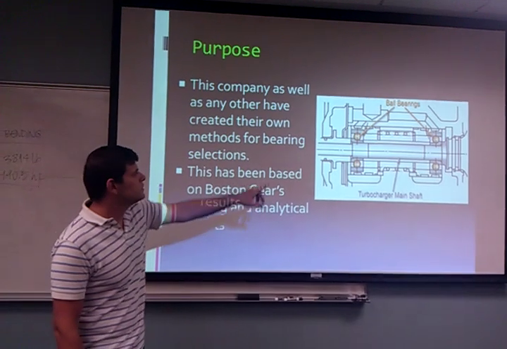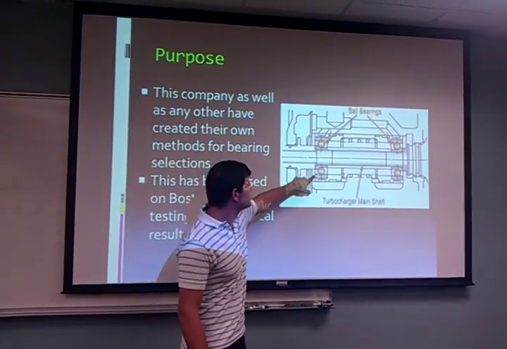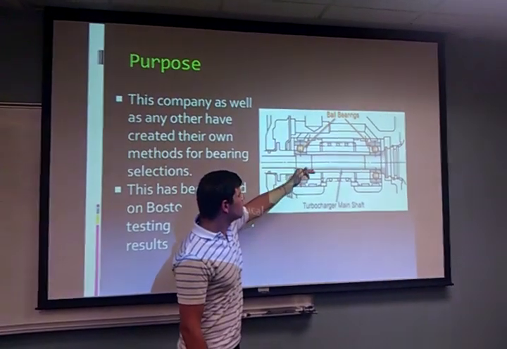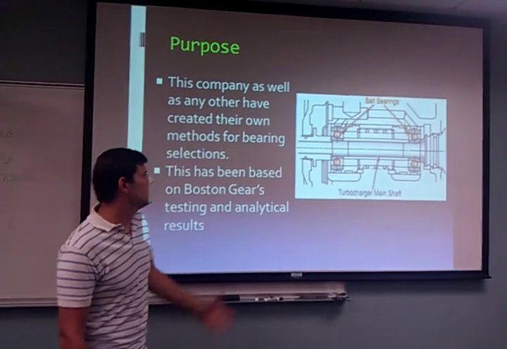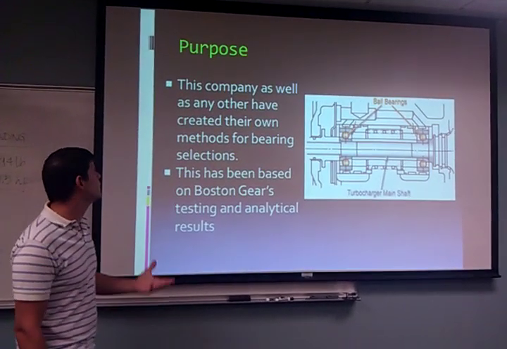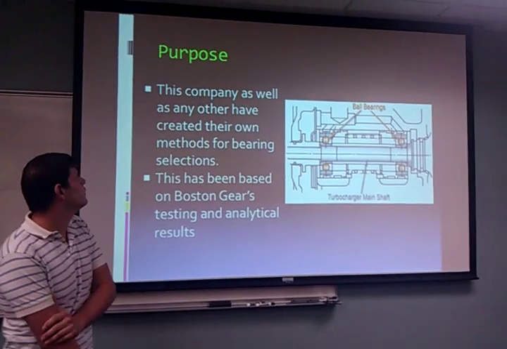As you can see in this picture, you can see the ball bearings, and you can see the orange parts is where they take all the load of the shaft. So the bearings have to be well picked. If you don't pick them the right way, it will fail.